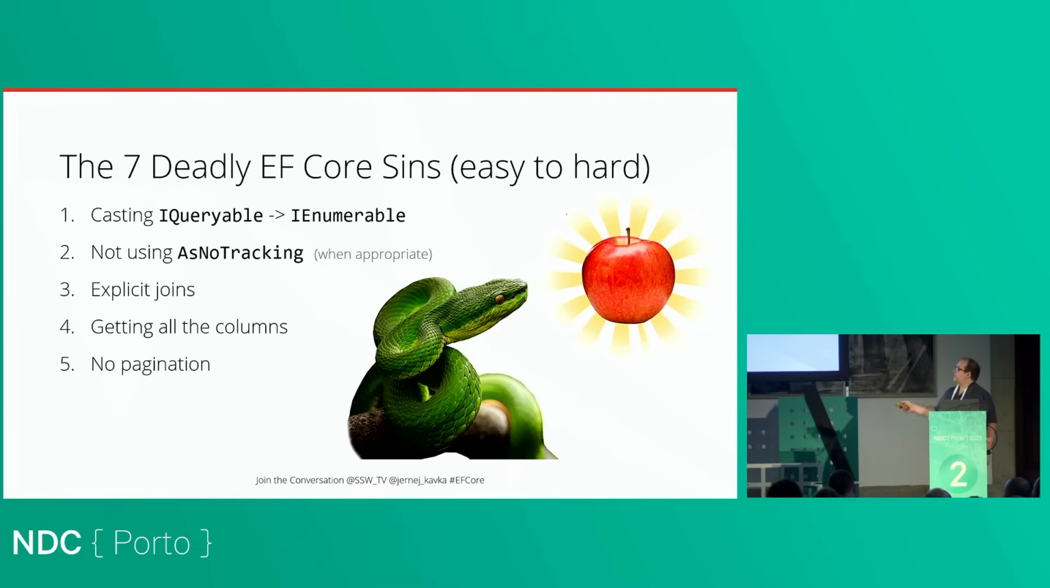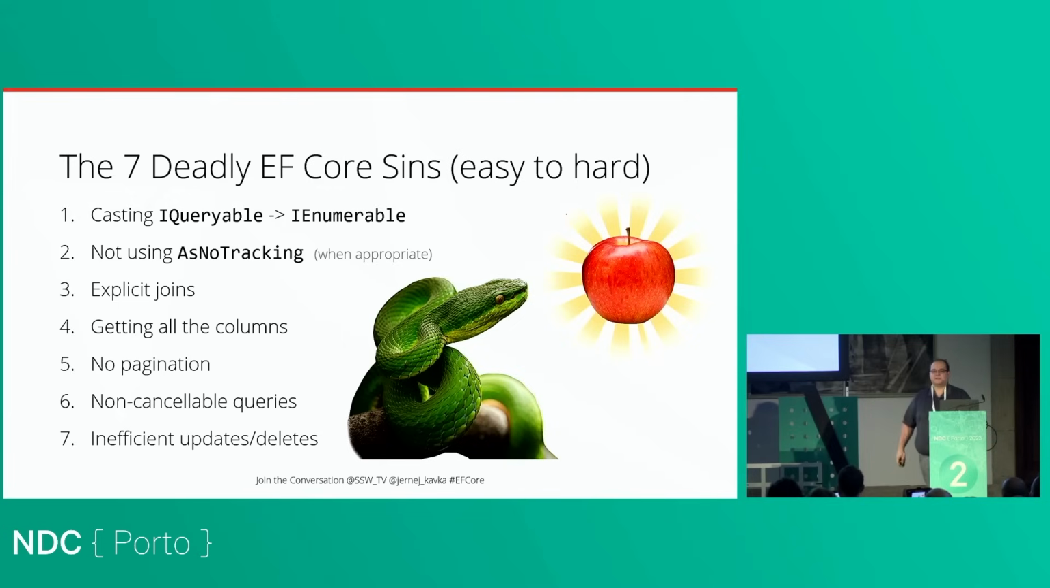Getting all of the columns, no pagination, that is something that when it happens in production, slows down your server considerably, if not done properly. Non-cancelable queries and inefficient updates and deletes, which came with EF Core 7. I'll also provide the slides later.